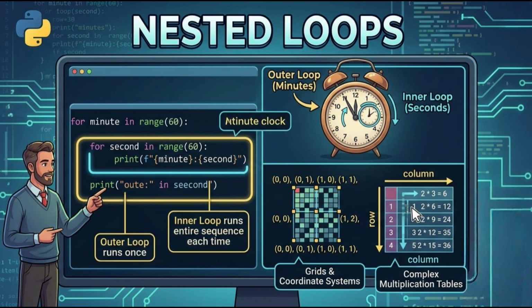Now, let's step up the difficulty: nested loops. This is a loop inside another loop. Imagine a clock. The seconds loop must finish 60 iterations before the minutes loop moves forward by 1. In code, for every one time the outer loop runs, the inner loop runs its entire sequence. We use this for working with grids, coordinate systems, or even building complex multiplication tables.